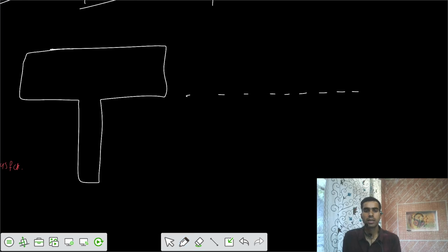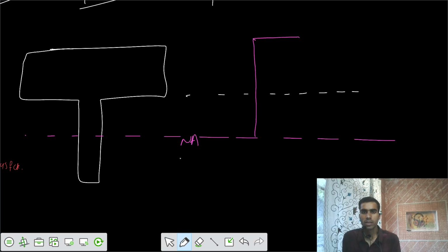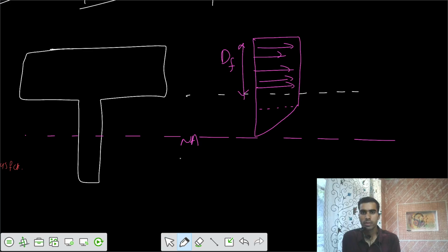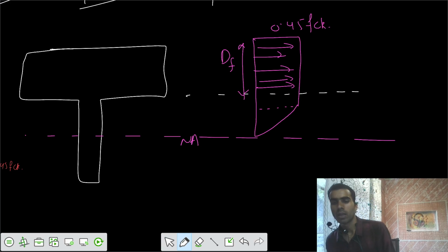So the neutral axis was somewhere here. This is the neutral axis, and the stress block would be in this fashion. Let's have the stress block. That means the entire DF is having a stress of 0.45 FCK.